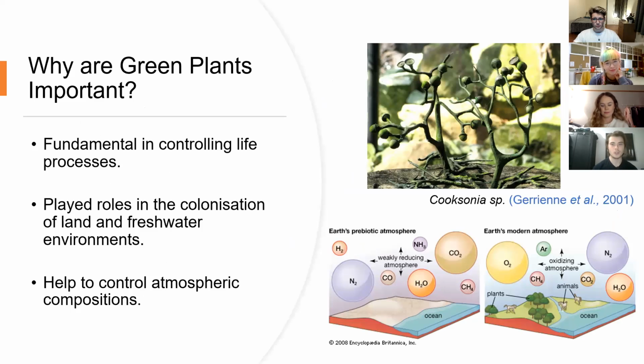So why are green plants important? Well, for one, they're fundamental in controlling life processes. For instance, they provide all the needs to the trophic system, providing food for herbivores, which is obviously top down. And they played a role in the colonization of land and freshwater environments. For instance, Cooksonia here, this is a model of it, was one of the first land plants, and that would have allowed animals to colonize land, which is really quite interesting. And also, one of the key factors that we still see today is the control of atmospheric composition, for instance, providing oxygen and taking CO2 out of the atmosphere.